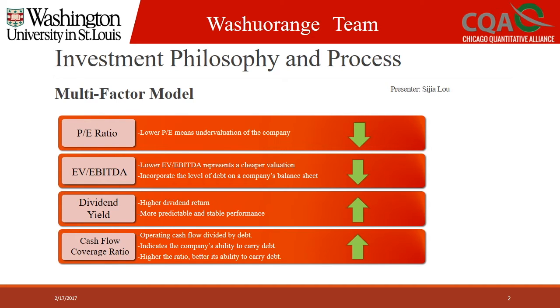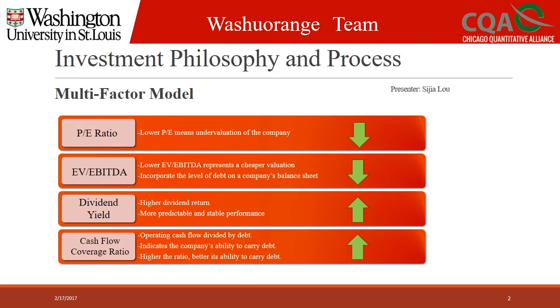For the growth factor, we chose dividend yield. Dividend yield is simply dividend per share divided by price per share. It is the most direct factor that can show you how much you will earn per dollar you invest. Higher dividend yield means higher return you will get. This also helps to reduce our portfolio volatility.